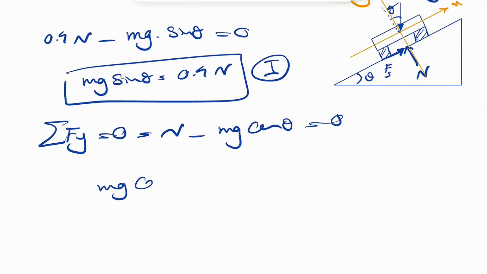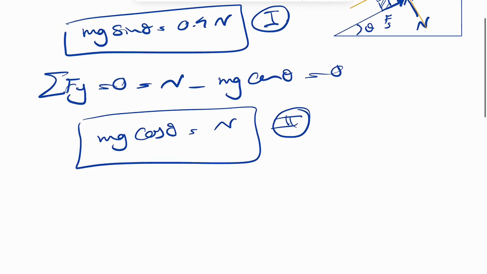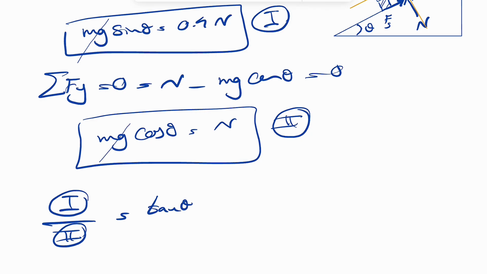So we have mg cosine of theta equals N. Alright, that's going to be our second equation. And what we're going to do is divide equation 1 by 2. On the left side, we can cancel out the mg. We have sine over cosine, which is tangent of theta. And on the other side, we have 0.4.